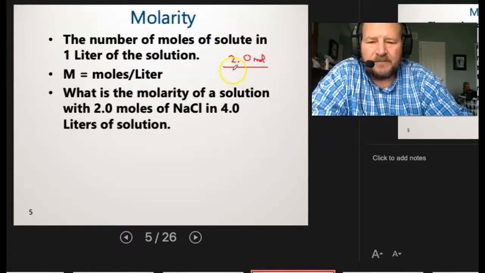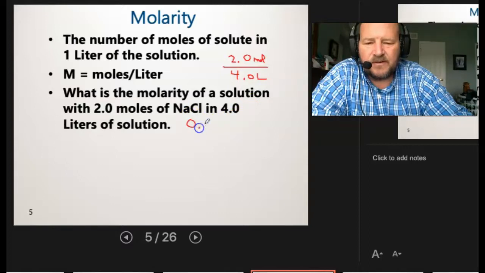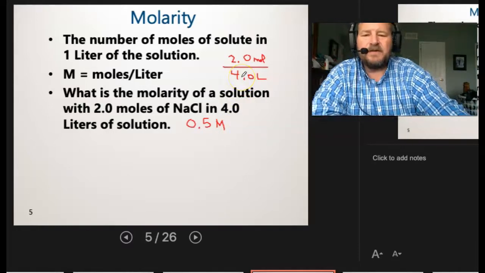We're going to divide that by our 4.0 liters, and that's going to give us 0.5 molar. Molar, capital M.